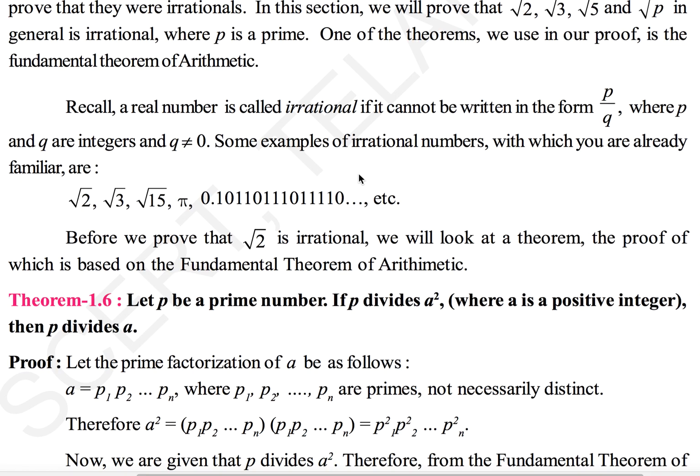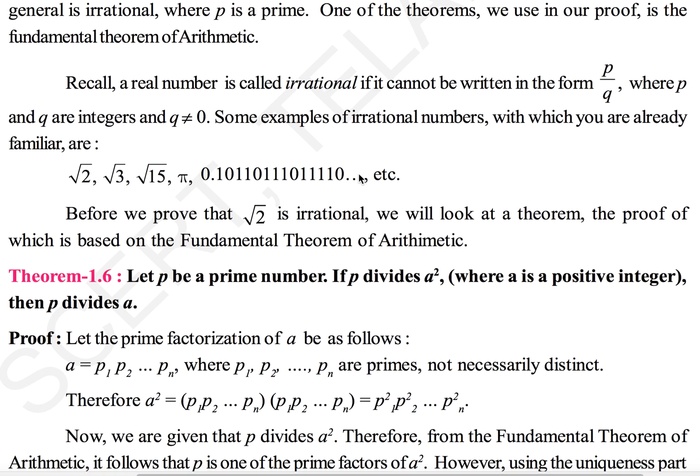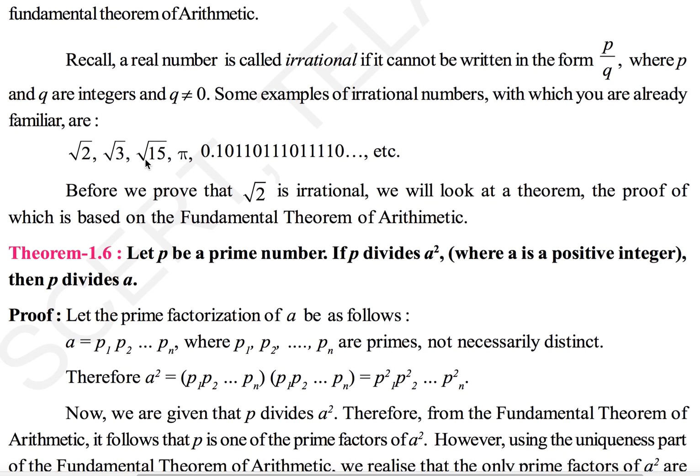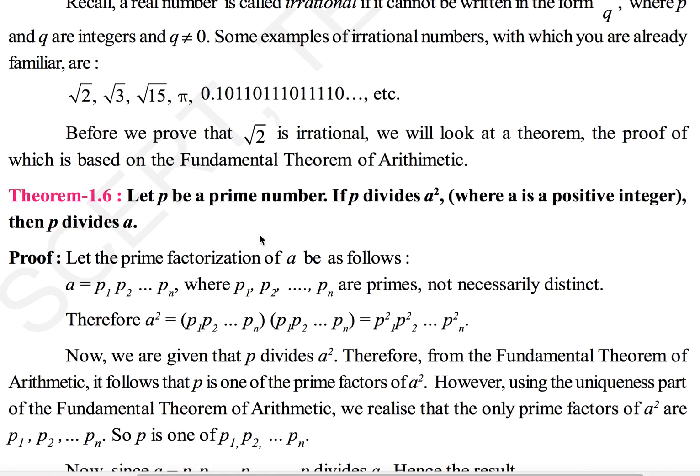Some examples of irrational numbers with which you are already familiar are root 2, root 3, root 5, root 15, pi, 0.10010110410... Before we prove that root 2 is irrational, we will look at a theorem, the proof of which is based on the fundamental theorem of arithmetic.